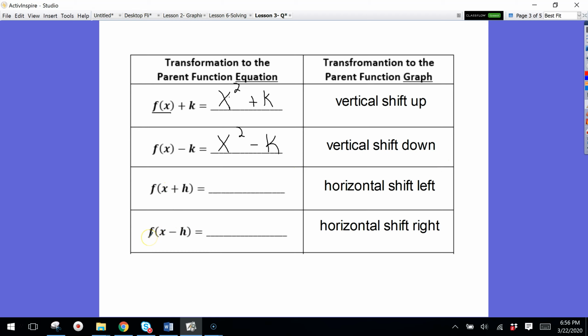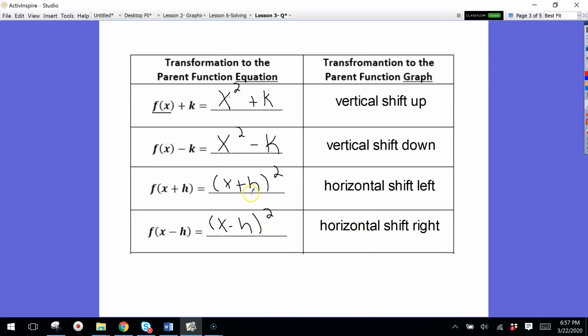Now, if you take x, add a number to it, and then square it, that's going to create a horizontal shift to the left. If you take your x and subtract h from it and then square it, that's going to create a horizontal shift to the right. It's important to note that with your horizontal shifts, it's the opposite of what you think. If you add a number, you go to the left, to the negative side. If you subtract a number, you go to the right, to the positive numbers.